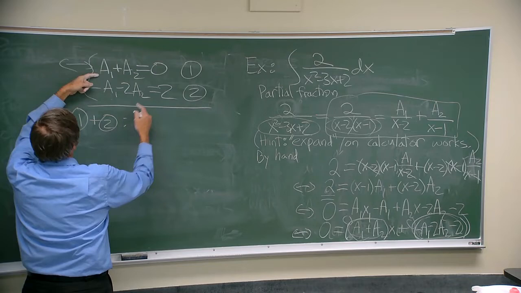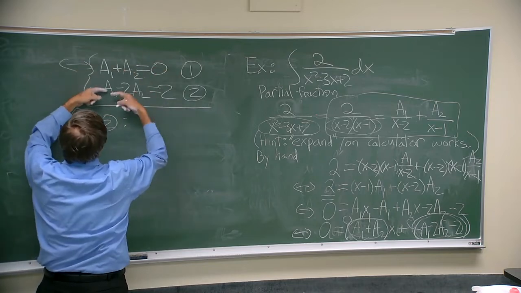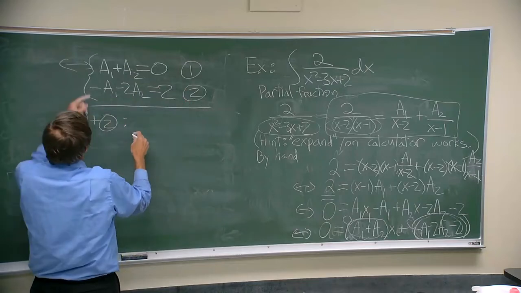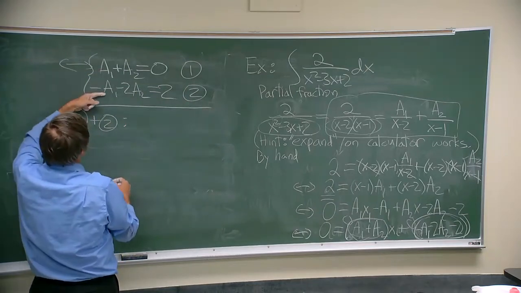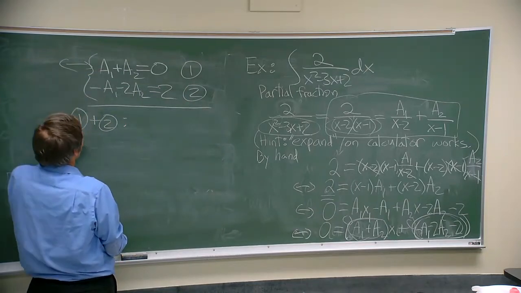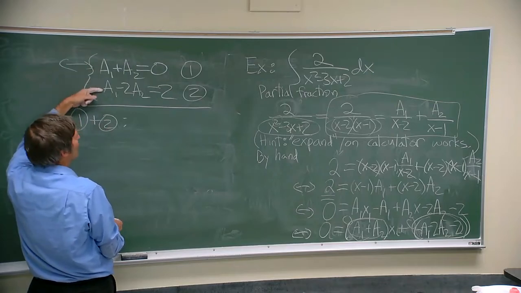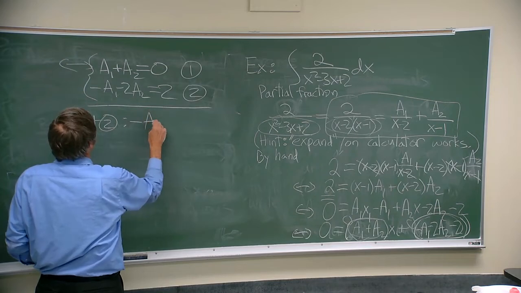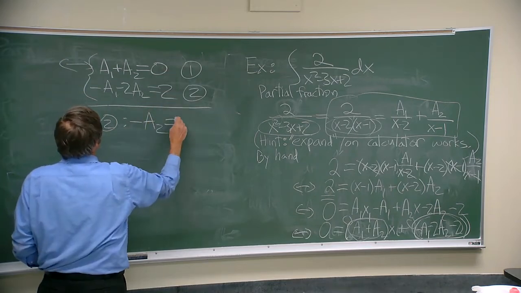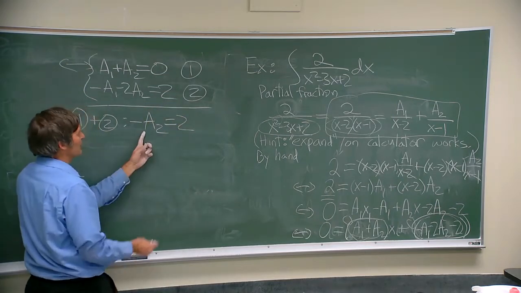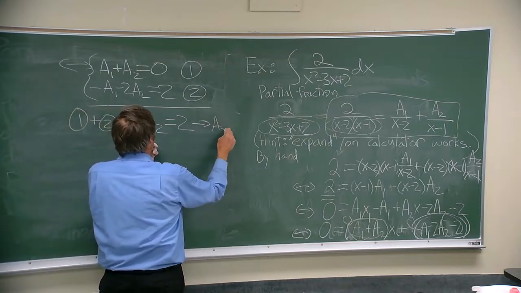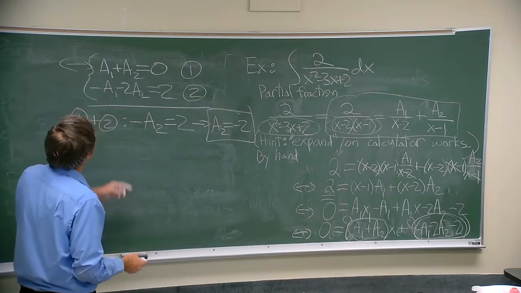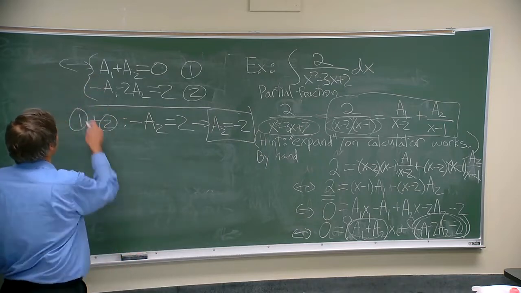So suppose I take equation 1 plus equation 2 and add them together, right? If this is equal to this and this is equal to this, then the sum of these has to be equal to the sum of these. That's what we're saying. So I add these two down, A1 and minus A1 is 0. A1 goes away. That's why I added the two, to make the A1 go away. Then this one plus this one gives me minus A2. And this one plus this one is 2. And I've discovered now that A2 is actually negative 2.